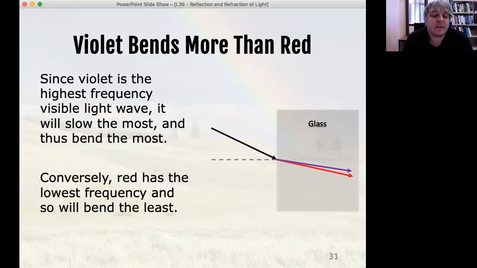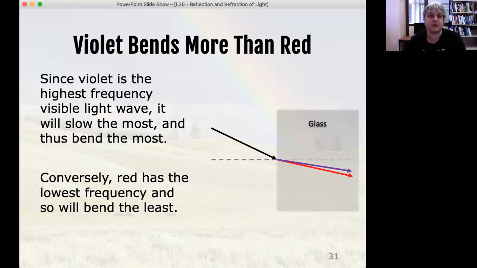So what that means is that violet, which is vibrating the most, has the highest frequency, will slow down the most because it's getting the most interference from those electrons in the material. So it will bend the most. So if it slows down the most, it bends the most. That means that violet will bend slightly more than red. Red will bend the least because it's at the other end of the visible spectrum. And all the colors in between will bend slightly different amounts.